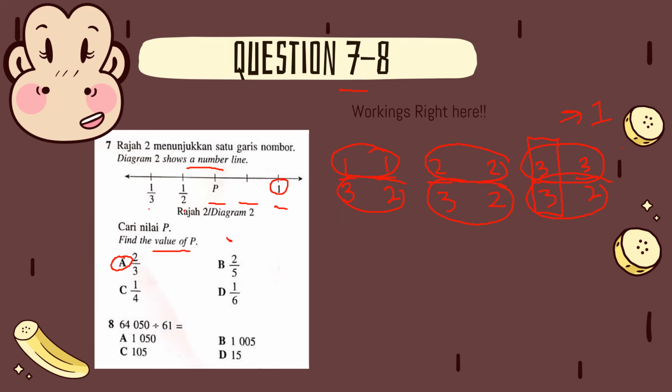64050 divide by 61. Okay, so the answer is A. You could do multiplication with 61 and just divide 64050 by 61 and eventually you'll get 1050. Okay, so that's all. We are done with question 7 to 8.